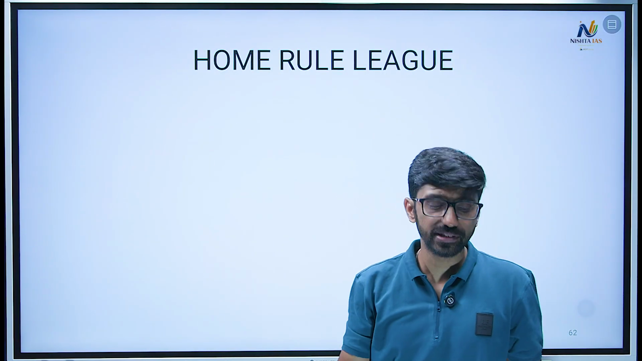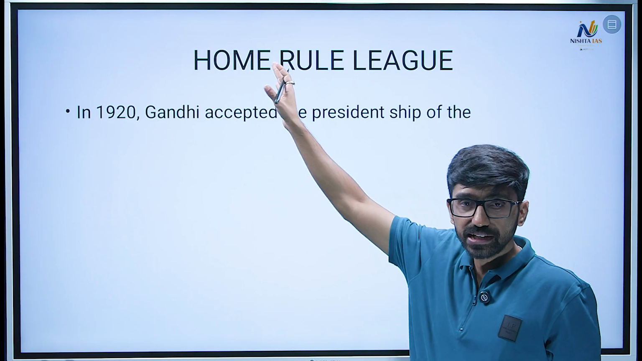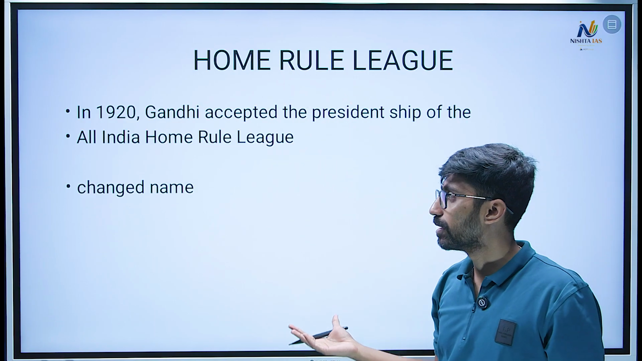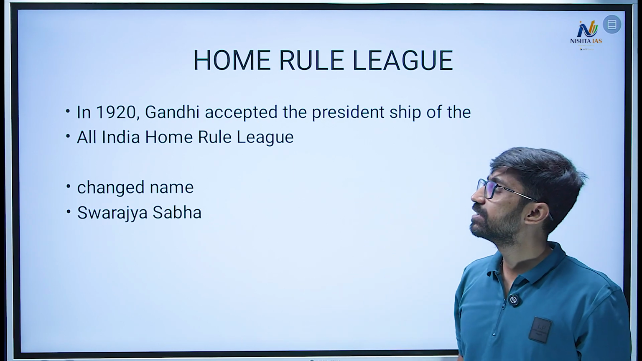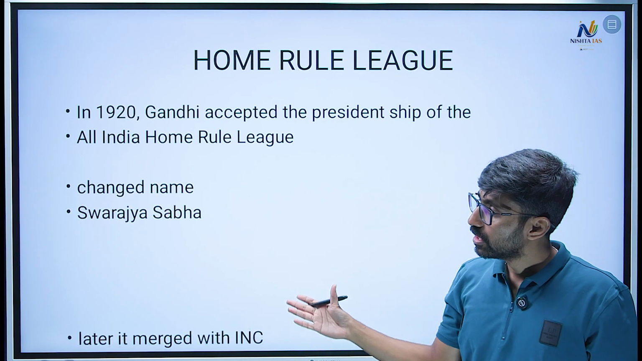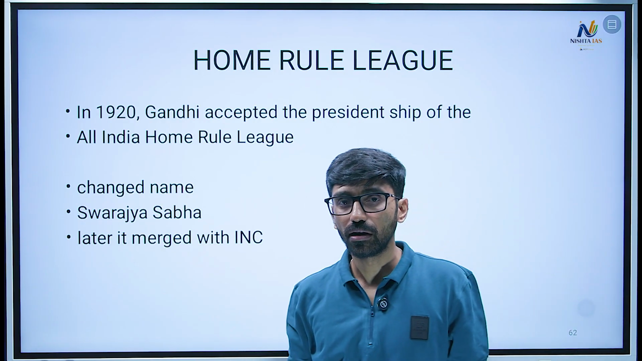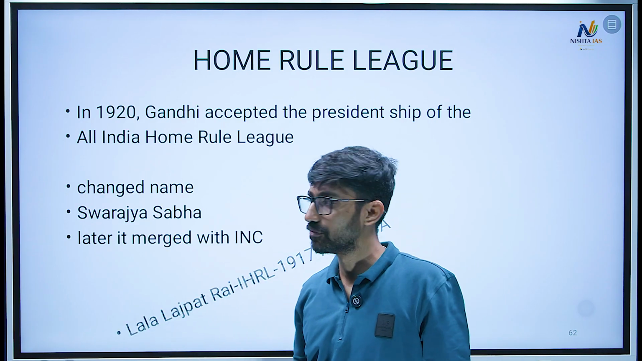And the British policy also played a role. Gandhi became the president of the Home Rule League in 1920. Then he changed the name of Home Rule League into Swarajya Sabha, and later it was merged with INC, because INC was becoming the All India organization leading the Indian national movement by the 1920s.